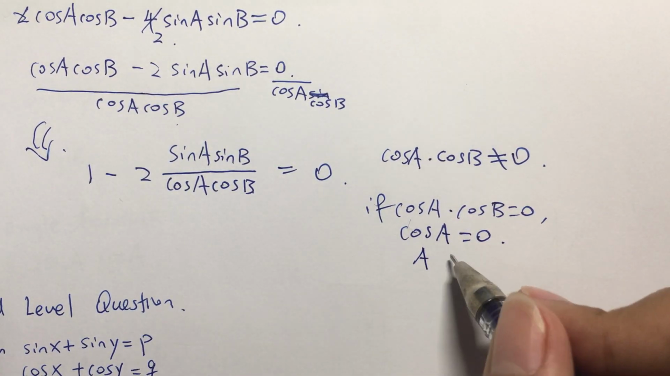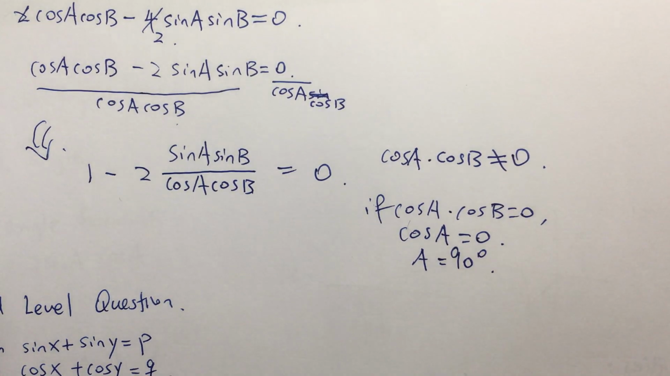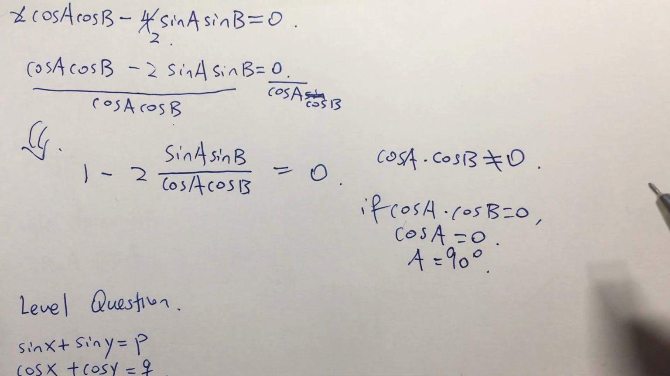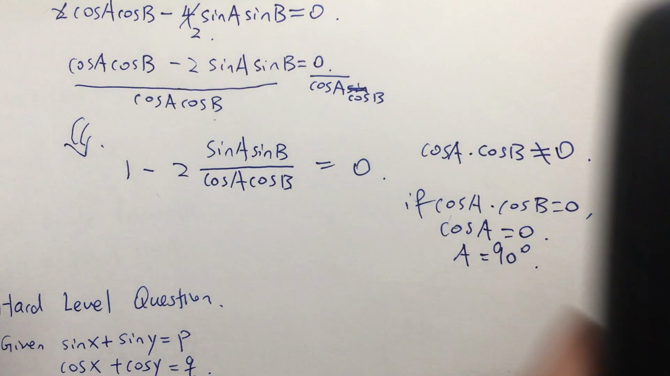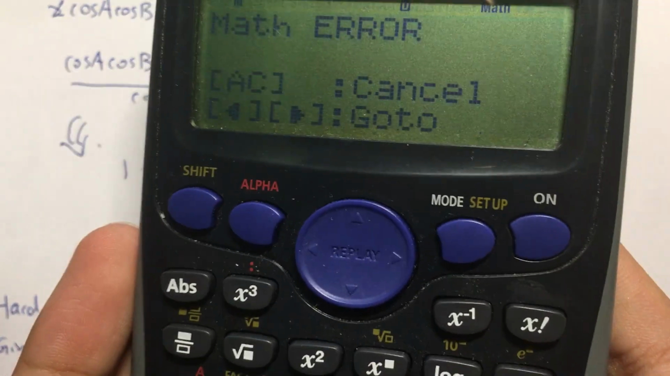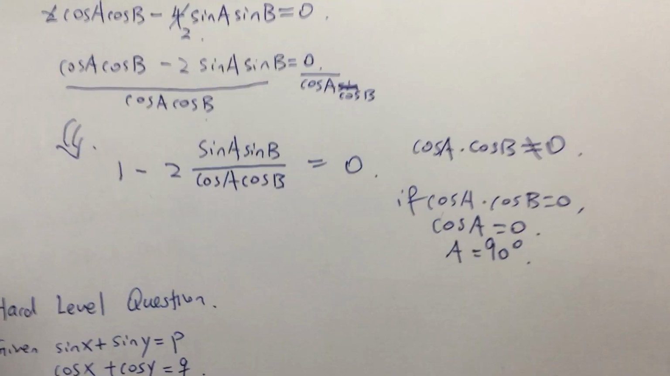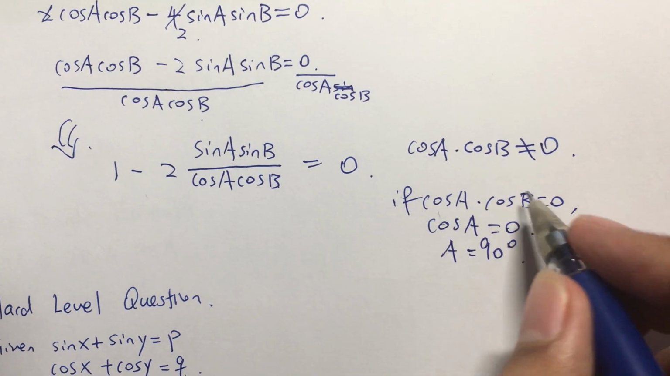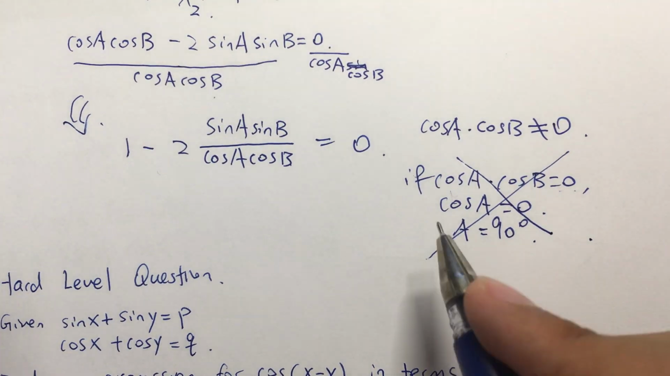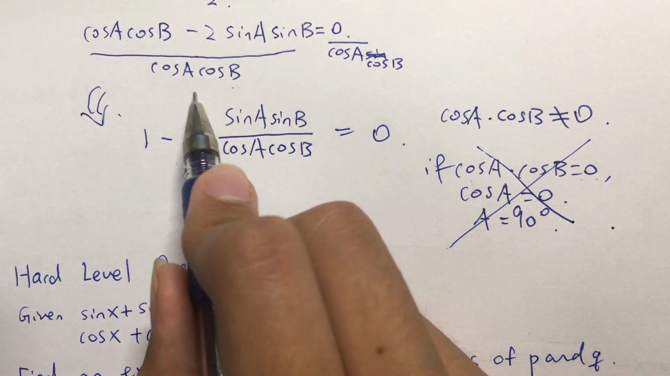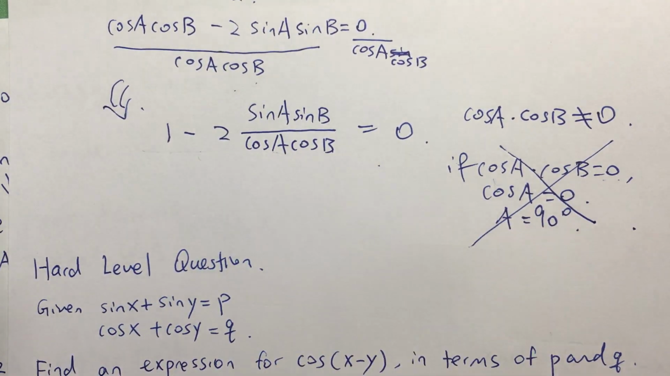So which means a has to be equal to 90 degrees. And we know that tan 90 is equal to math error, which does not exist. So this means that cosine a cosine b equals 0 is not true. And so we can divide by cosine a cosine b straightforwardly. And now we get this equation.